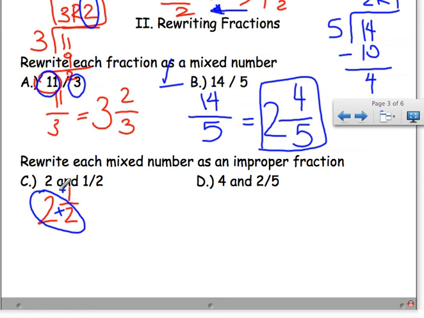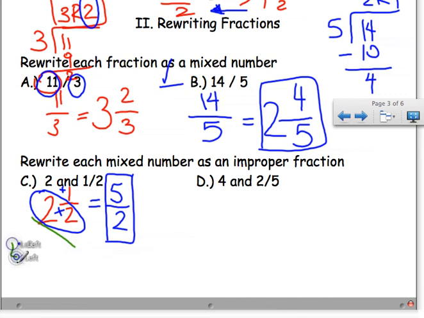So 2 times 2 is 4. 4 plus 1 is 5. So that's really 5. I keep the original denominator, halves. So just to retrace my steps here, if I multiply the whole number times the denominator, that was 4, and then I added the numerator, that was 5. And so that's my answer of 5/2. I'd like you to stop the video here. Try D on your paper, which has 4 and 2/5. Press play when you're ready to check your answer.